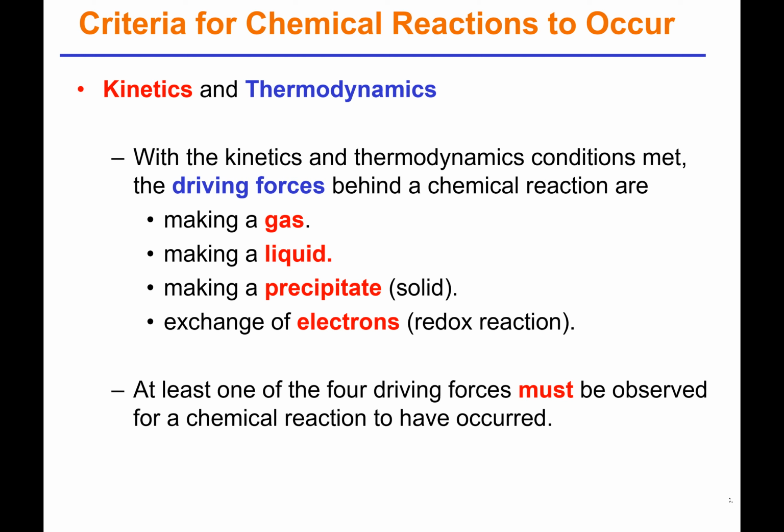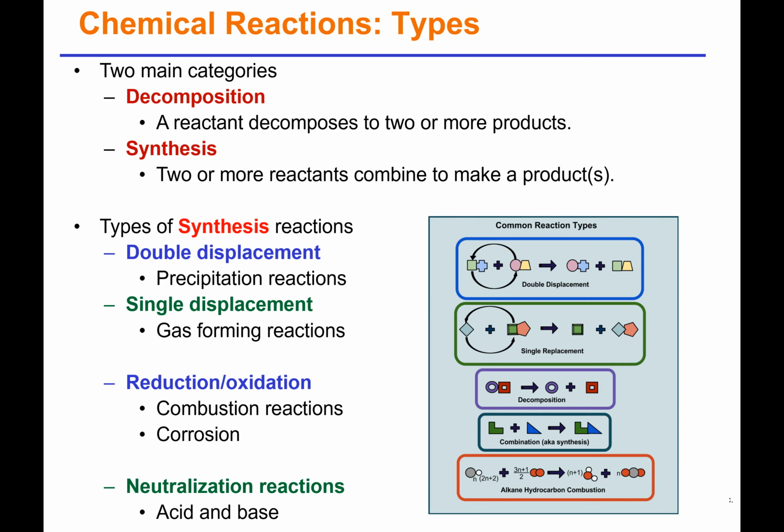At the bottom it says at least one of the four driving forces must be observed for a chemical reaction to have occurred. So if I don't see a gas, if I don't form a pure liquid such as water, if I don't form a solid precipitate, or if I don't exchange any electrons, then nothing's happening. I'm just putting chemicals together and nothing's really happening. Okay, so I have to have one of these driving forces for a reaction to have occurred.